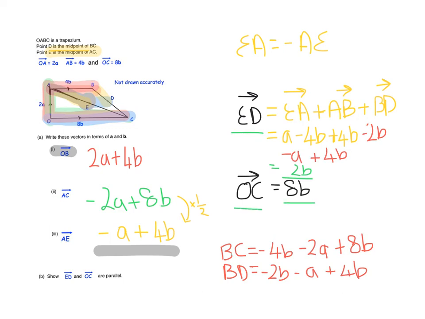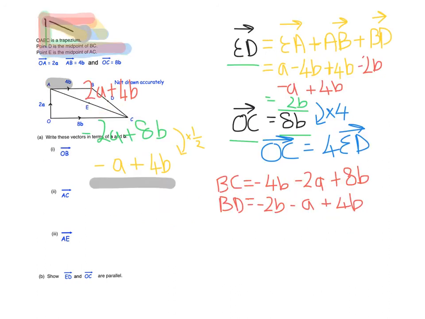So O to C is 4 lots of E to D. Therefore, they are scalar multiples and are parallel.